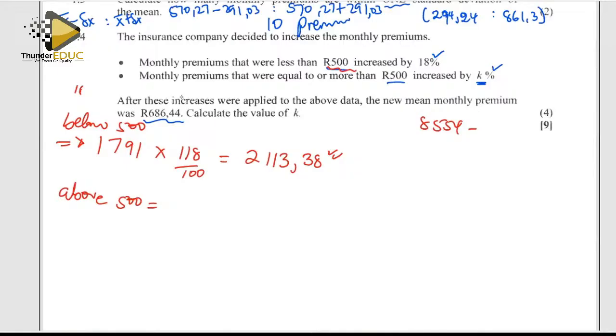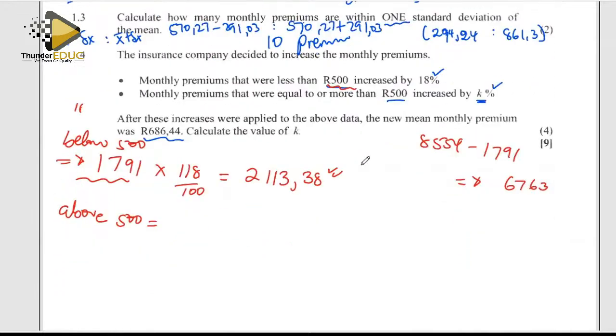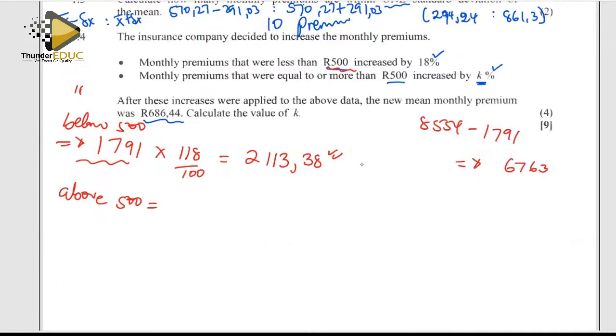I can subtract this from that, but that would be suicidal. Let me rather add up. Subtract 8554 minus 1791. This gives me 6763. Okay, so if I have 6763, I'm going to multiply it. Plus 6763 times K%. Okay, this must give me the other total.